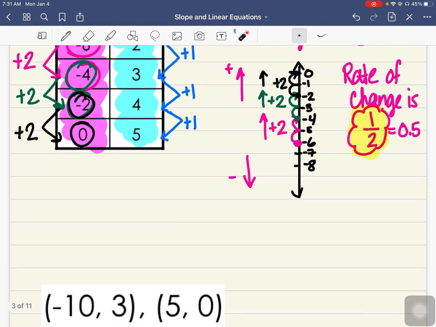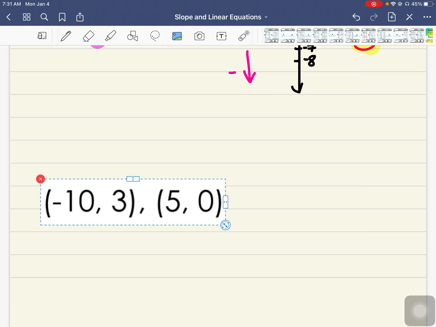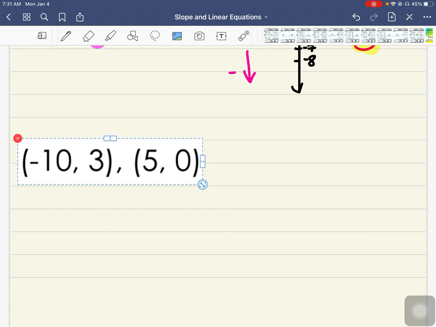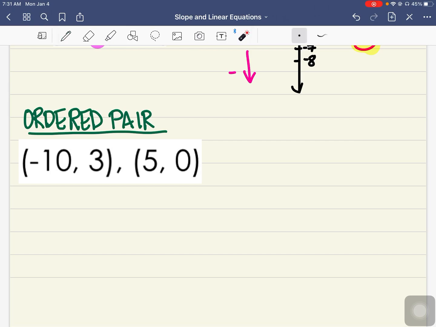Now, what about an ordered pair? So I have an ordered pair down here. I'm going to move this up a little bit. Okay, so this is my ordered pair. How do we do this for an ordered pair? Well, remember, it's still x's and y's. If they're written horizontally like this, what you can do is just rewrite them vertically.